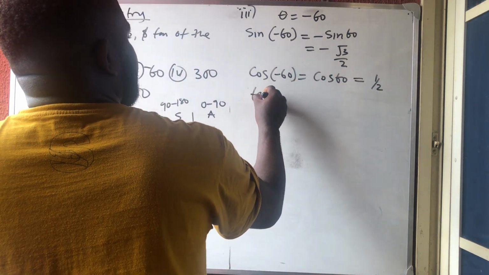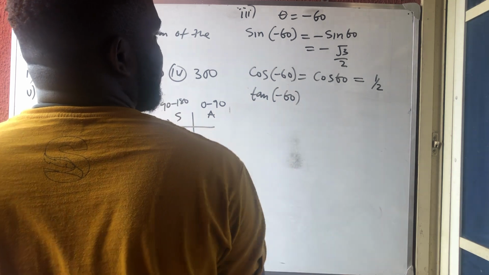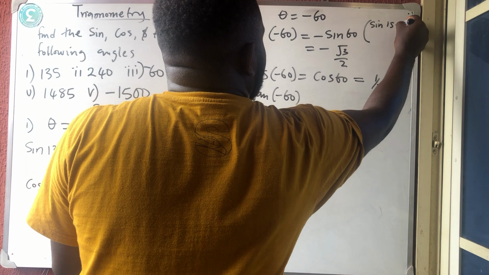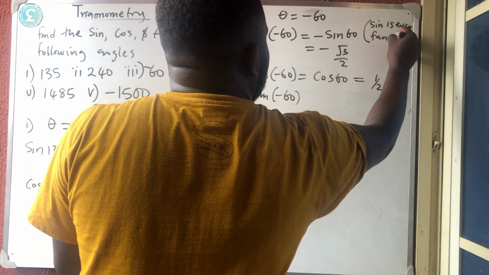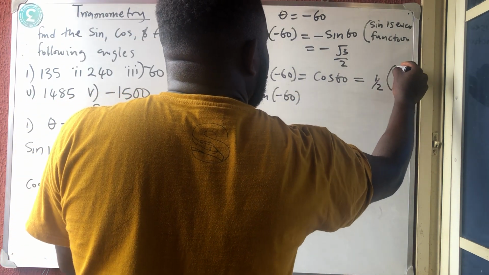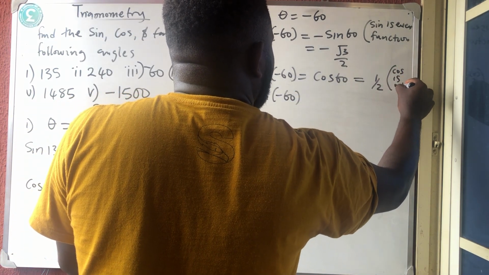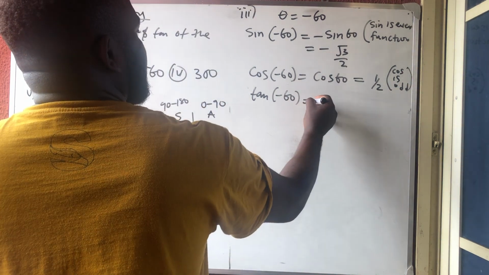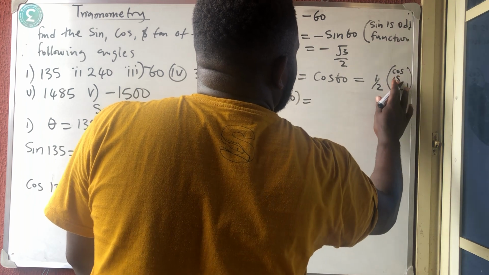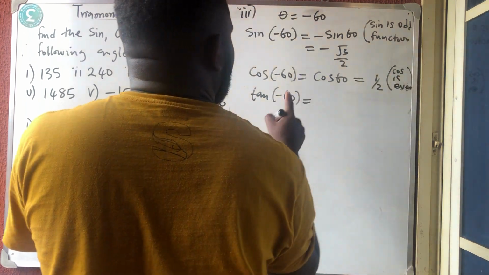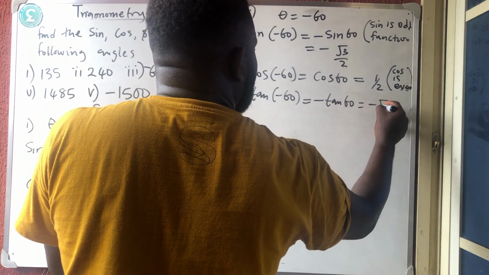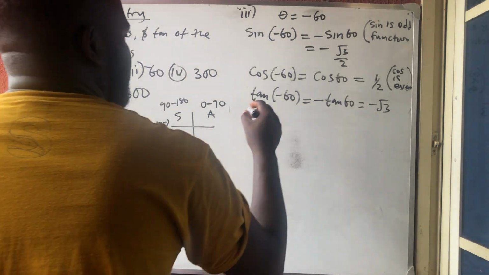So the third one, tan minus 60. Sine is odd. Cos is even. So tan is equally odd, which gives minus tan 60, which is minus root 3.